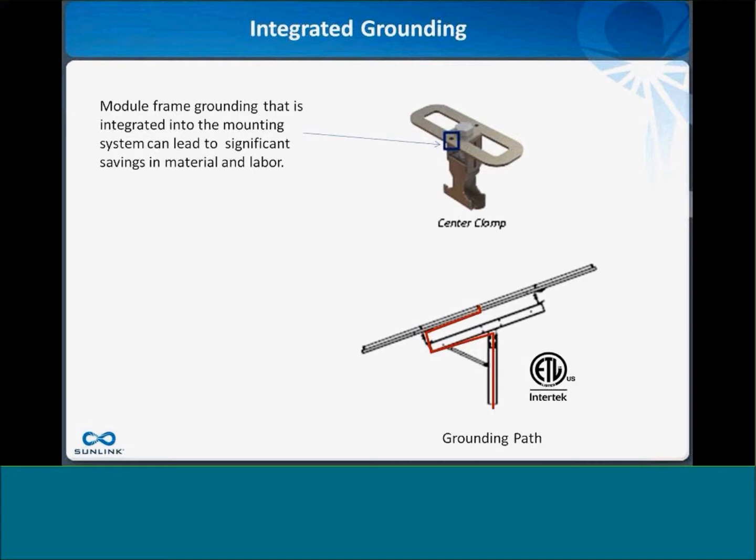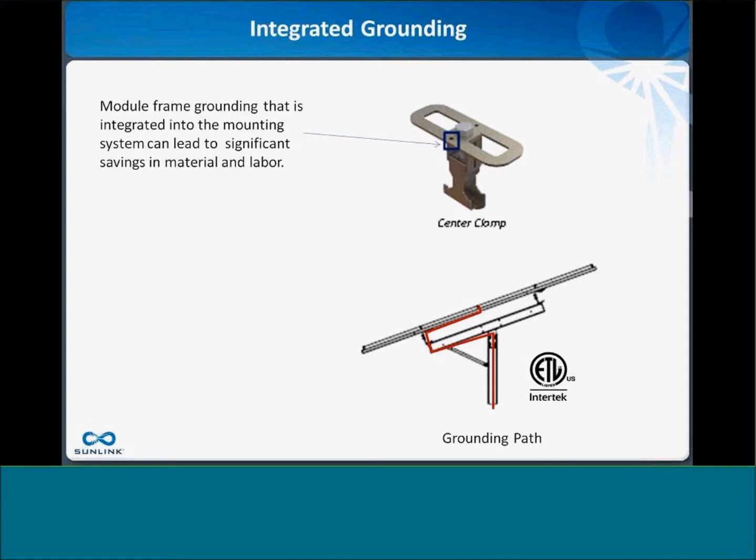A few years ago, folks used to use weaves or certain attachments to create this. Now most racking manufacturers certify the clamp to allow for integrated grounding. And what the clamp does is it creates a little pattern in the module and penetrates the anodization layer to create bonding between the clamp and the module.